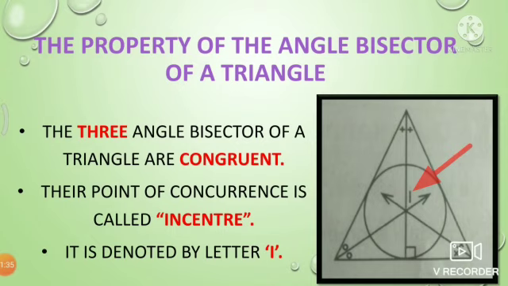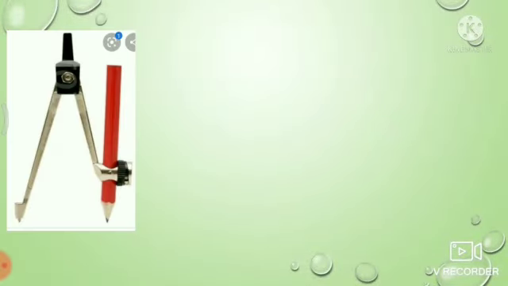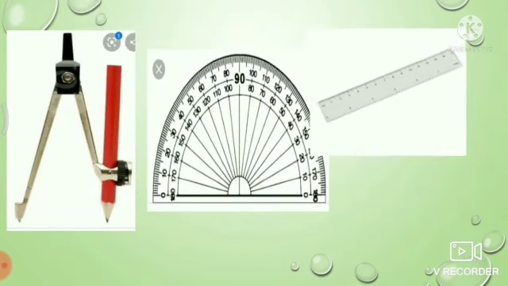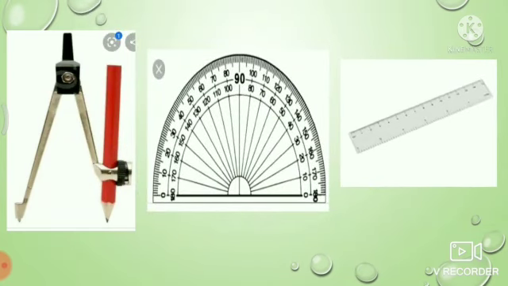Now let's see how you will construct an angle bisector in your triangle. For constructing that you will need your compass, your protractor and your ruler. With the help of these three things we will construct the angle bisector of a triangle.